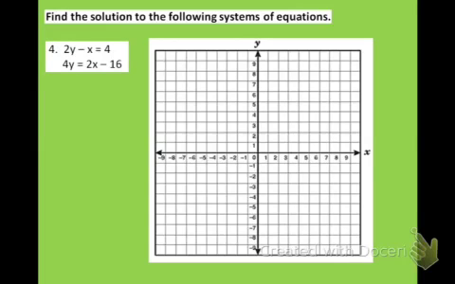Why don't you pause the video here for a second and solve those for y equals mx plus b, graph them, and find the point of intersection. So pause the video now.